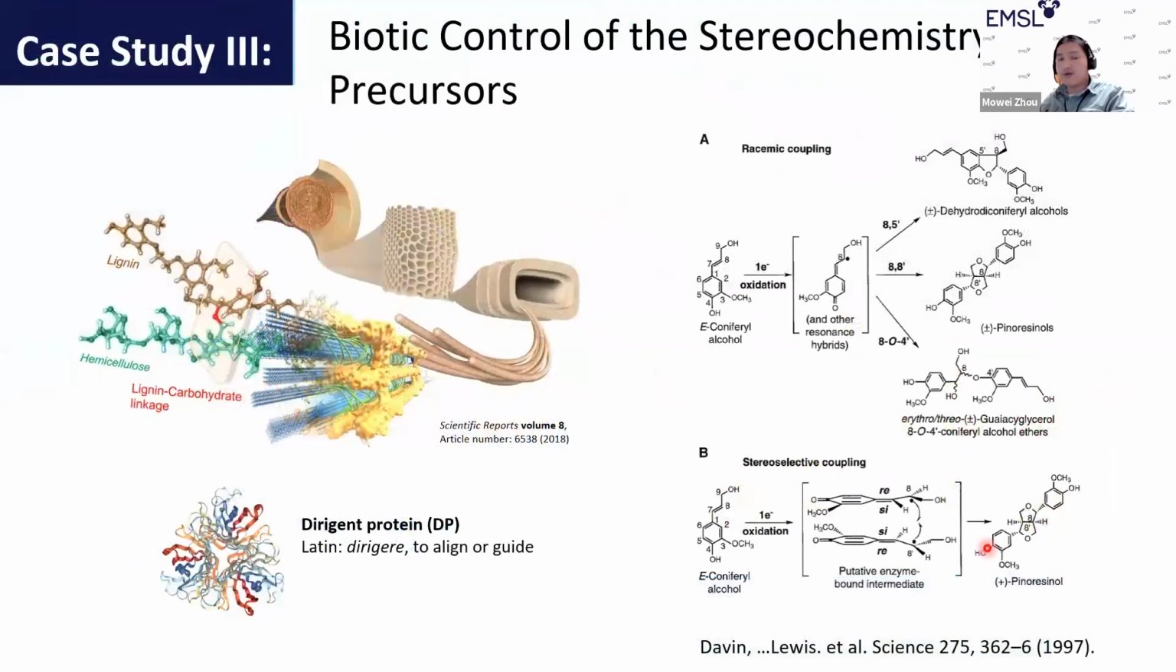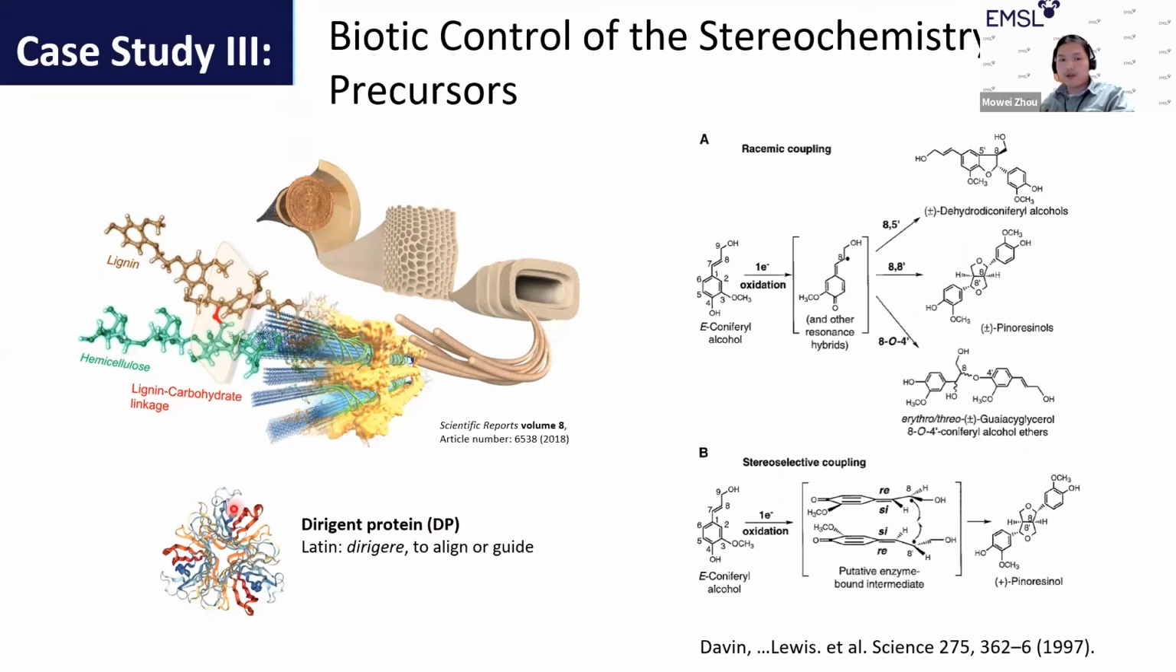The last example I want to quickly mention is the cell wall protein, the dirigent protein, discovered almost 20 years ago by Professor Norman Lewis's group. It has been indicated to be involved in lignin formation. And as you know, lignin can have a lot of different properties depending on the chemical and physical properties of the lignin polymers.